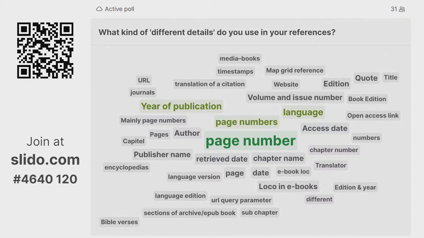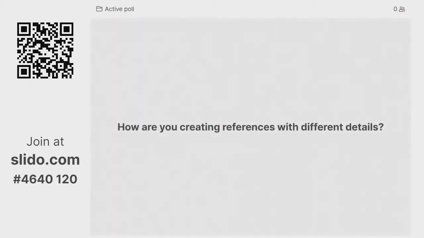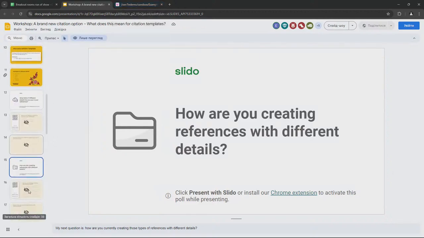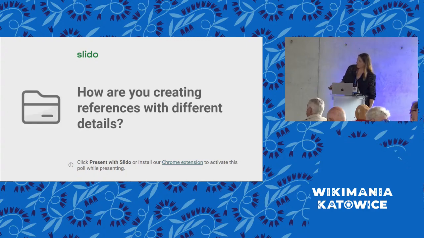This is very good for us to see, also to take into account all these different types of details that people want to work with. And so I have a second question, which is, how are you currently creating these references with different details? I have created some multiple choice answers, but if the way you do it is not in there, it would be great if you would add that to the other category in the poll. I can show the answers on the screen as well. I'm not sure why it's not showing up right now on the screen, but I can see the answers rolling in here.